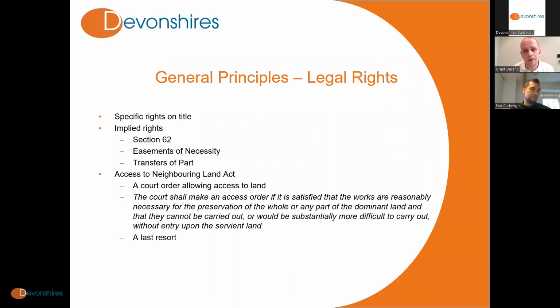The other thing just to touch on, which does come up in these scenarios quite a bit, is called the Access to Neighbouring Land Act. This is essentially a way to go to court if there is no other option to try and secure an order from the court to allow you access to a piece of neighbouring land where it is reasonably necessary for the preservation of the whole or any part of your land, effectively. And the work you want to do can't be carried out or be substantially more difficult without entry on the neighbouring land.